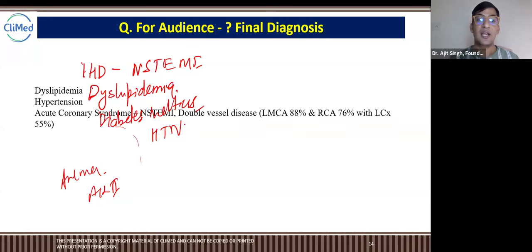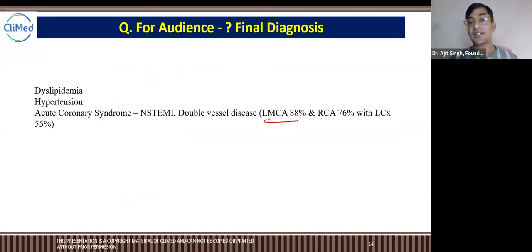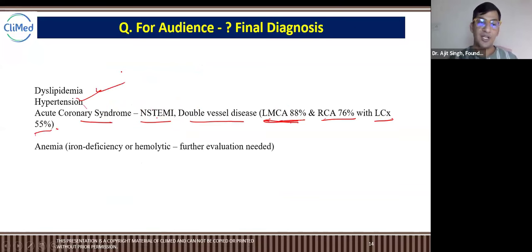Dyslipidemia, hypertension, acute coronary syndrome. Okay. Acute coronary syndrome with LMCA. I told you only 10 to 20% are there. 88% LMCA, RCA 76%, LCX 55%. Okay. So double vessel disease, anastomy, acute coronary syndrome, hypertension, dyslipidemia, and then anemia. It could be iron deficiency or hemolytic. Further evaluations are needed. Okay.